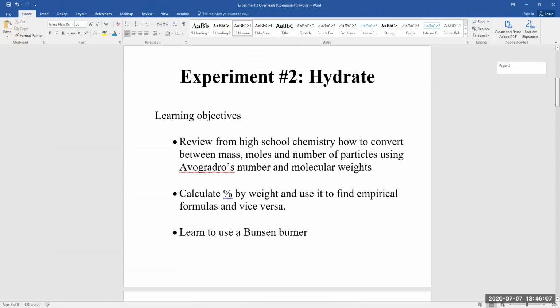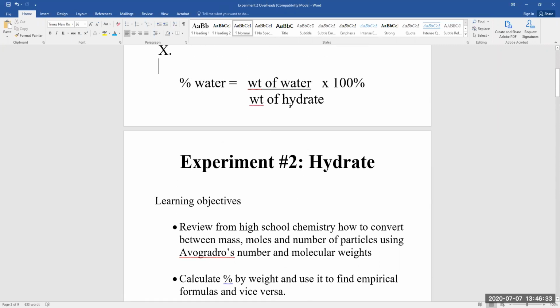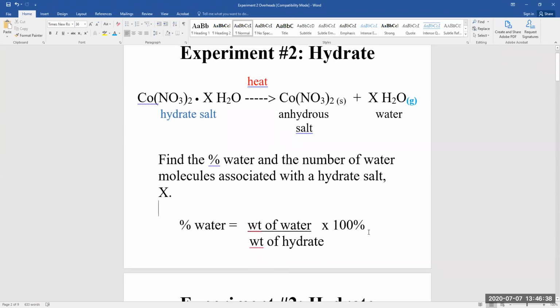All right, so the learning objectives for this experiment are that you're going to be reviewing from high school chemistry how to convert mass to moles to number of particles. If you remember how to do that, you're in good shape. Avogadro's number and using molecular weights to do it. We use molecular weights and molecular mass interchangeably, but in a physics course, they'll tell you that there is a difference. We're going to calculate the percent weight and use it to find empirical formulas. That's technically what you're doing here. You're finding the formula, right?